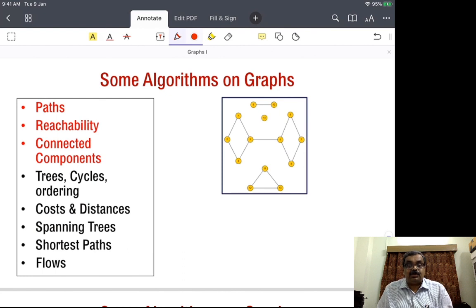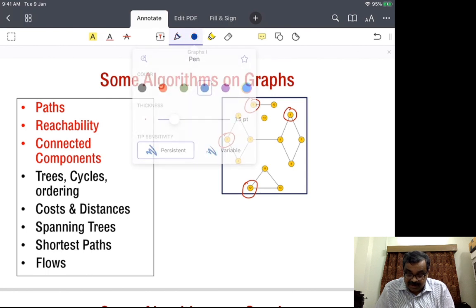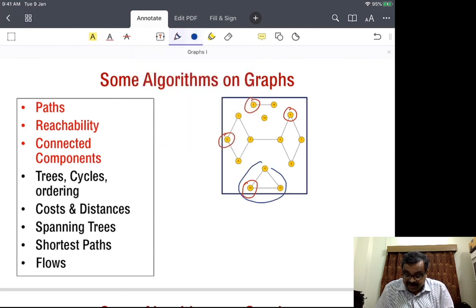Now let us see what are the problems and the algorithms that we shall consider. The first problem that we shall consider is: is there a path from node X to node Y? For example, we may ask, is there a path from this node to this node? And we know that there is a path. On the other hand, we could ask whether there is a path from this node to this node. And we know that there is no path. So the reachability problem, which set of nodes are connected to each other, or the connected components problem. For example, in this graph, this is one connected component.